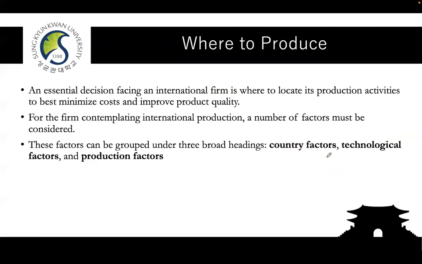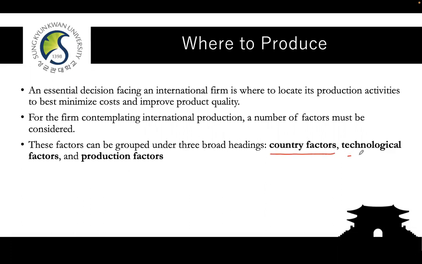Okay, so next, let me move to another question. We are actually discussing and responding to many questions that we saw in the introduction slide. So the next question: where to produce? You could produce internally at home. You could go overseas, produce in a certain country, or produce in many countries. So there are many things to consider.